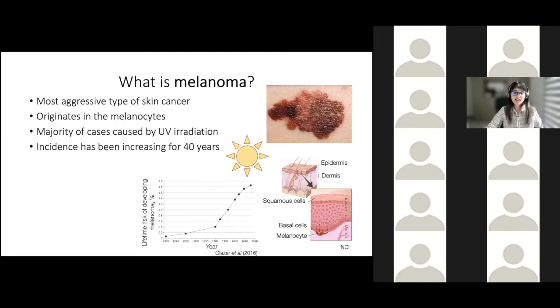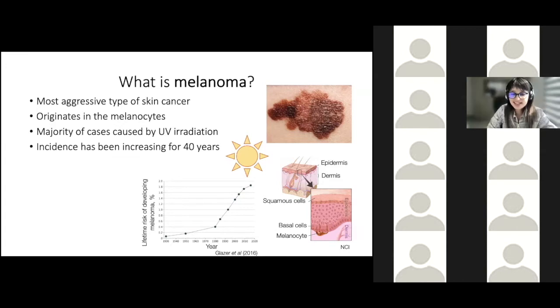It's also important because its incidence in many countries around the world has been increasing for the last 40 years, and you see a graph here. This is from the United States, but in Mexico something similar can be appreciated, where the National Cancer Institute of Mexico estimates that in the last 30 years, melanoma has doubled its incidence by 500%.